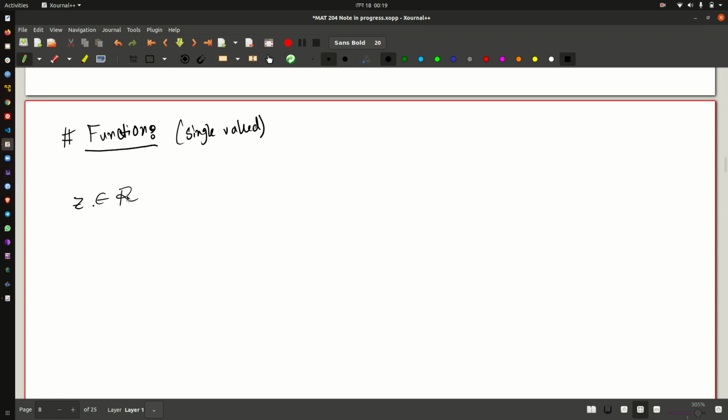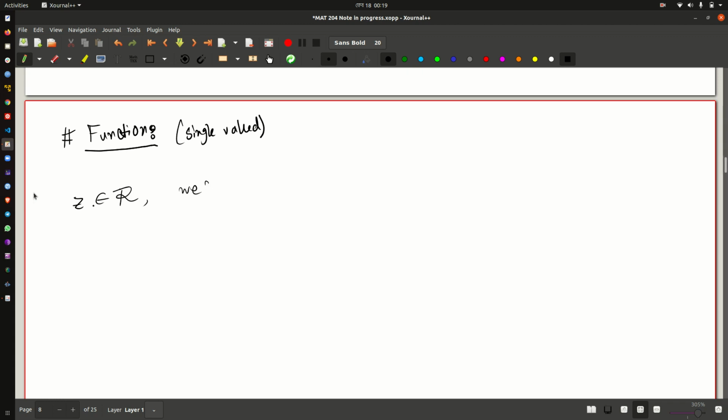That means this is the domain, an open region, right? Because in the definition of domain we said that it's open and it's connected, and the open regions we denote with just R. Let's say for each z in this R, that means you have a region. For each of those points in that region, you have another unique complex number. We get, okay, let's write it down.